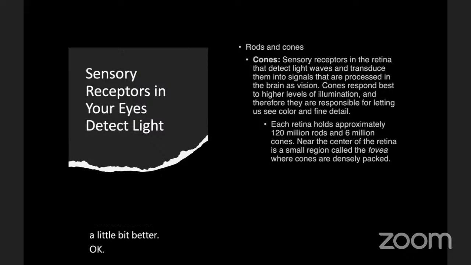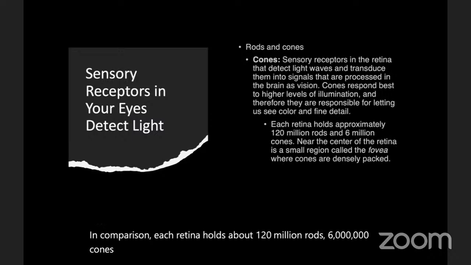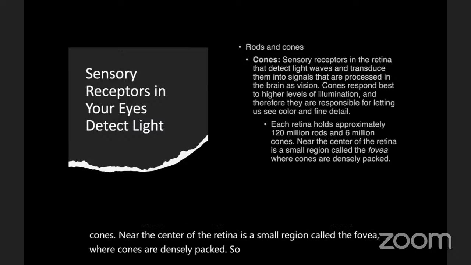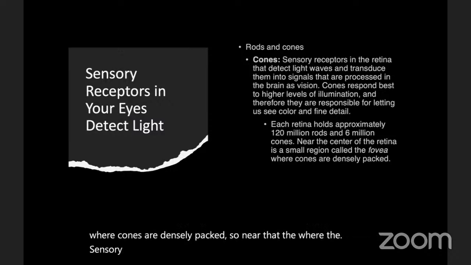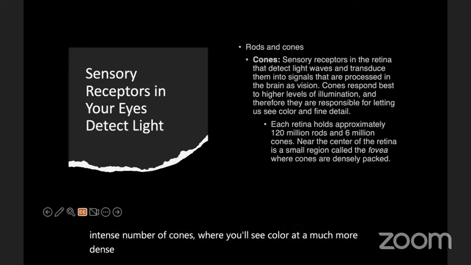Okay. In comparison, each retina holds about 120 million rods and 6 million cones. Near the center of the retina is a small region called the fovea, where cones are densely packed. So near where the sensory neurons exit the eye, just right around there is the most intense number of cones, where you see color at a much more dense perception.